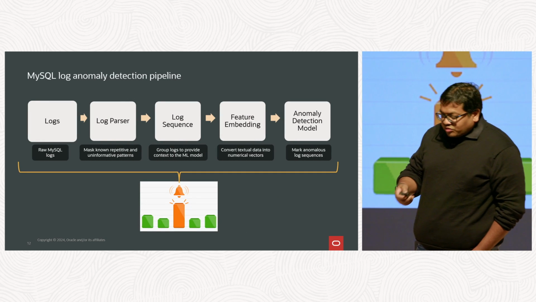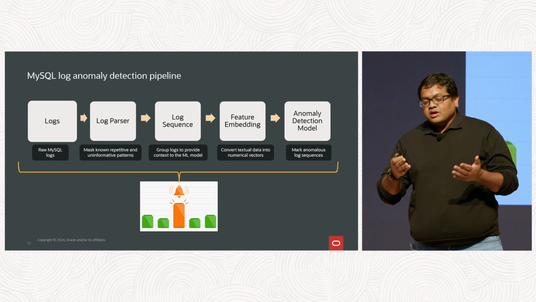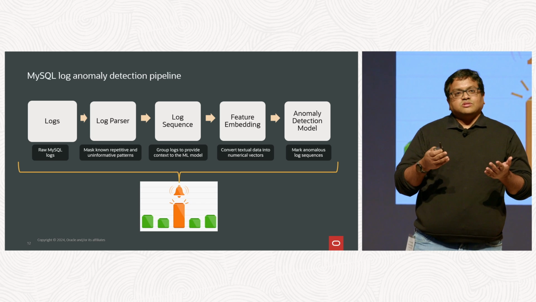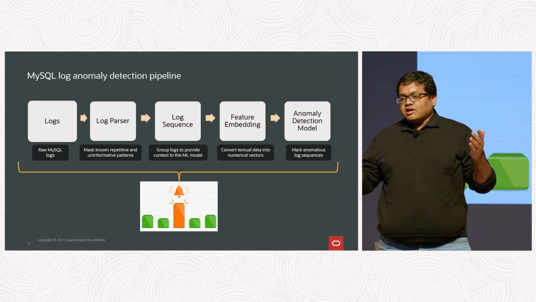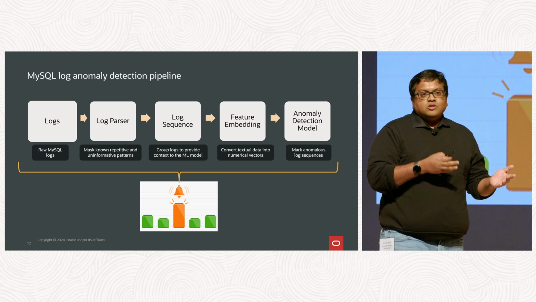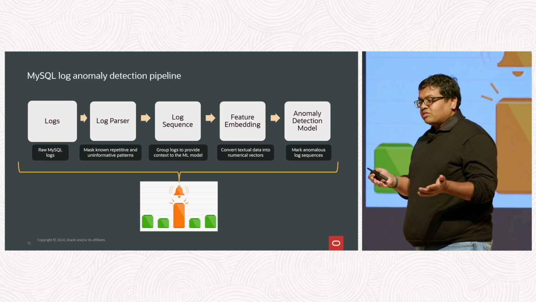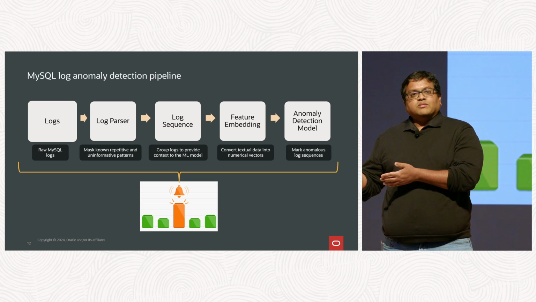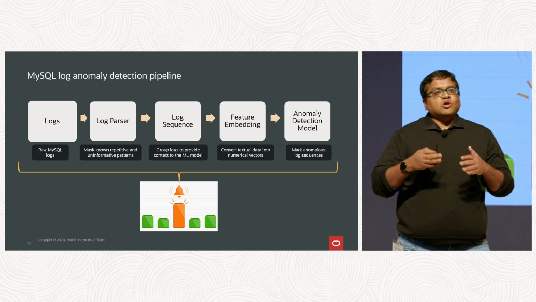One of the other use cases we have, leveraging these capabilities I just talked about, is this: we added text support, we added object store support. So let's say you have MySQL logs sitting in the object store. We can leverage all of these capabilities to build a use case like a log anomaly detection pipeline. You take a log parser, it can be any open source log parser, you create log sequences, and essentially these just become a text column for HeatWave AutoML. And you can use an anomaly detection model in HeatWave AutoML to do log anomaly detection.